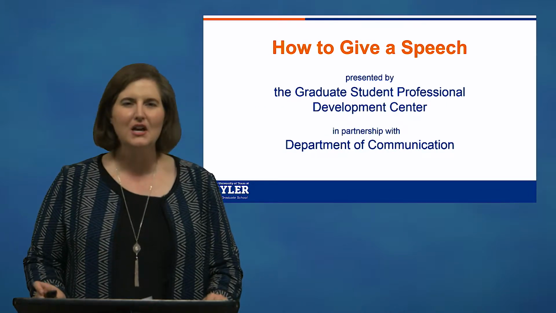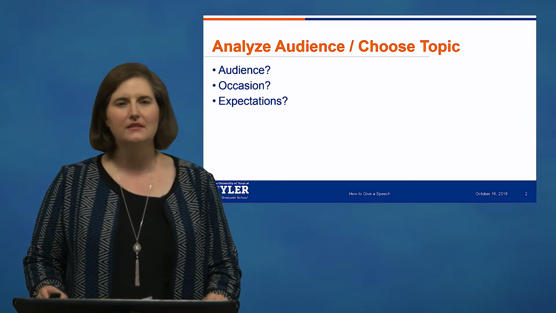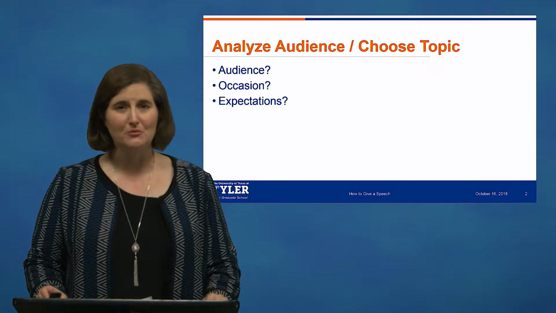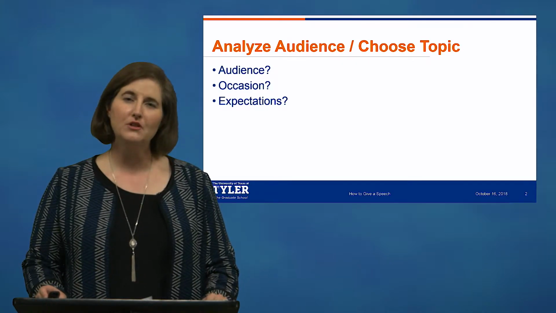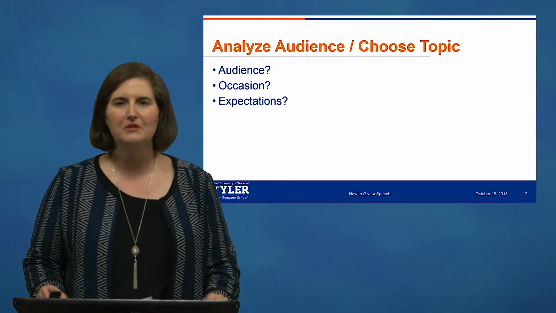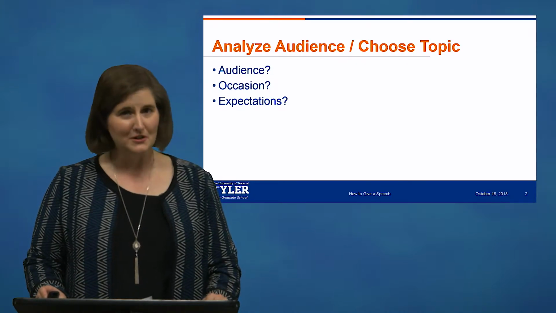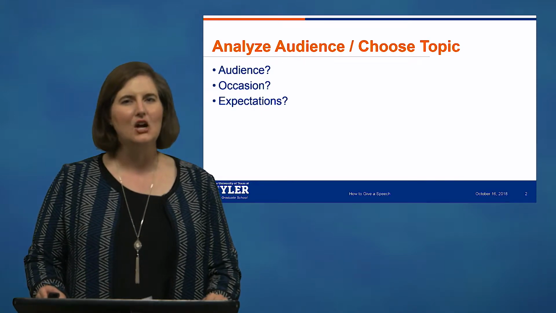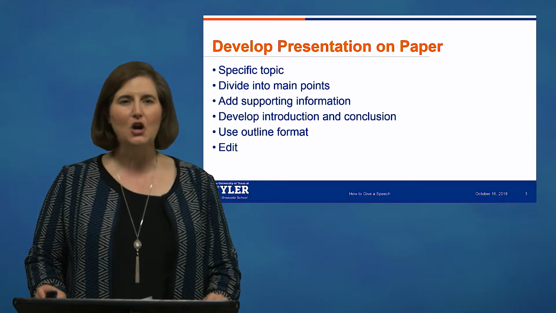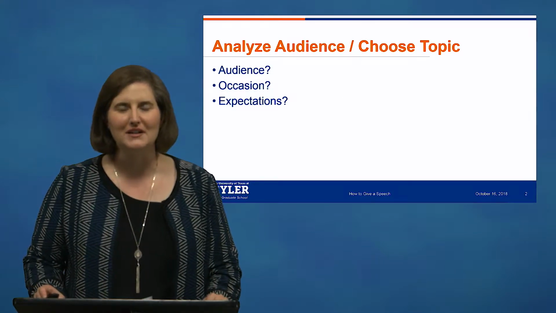So first, when you're tasked to give a speech, you want to look at your audience, the occasion, and the expectations of your presentation. All three of these factors will go into determining what your topic is and how you'll be presenting. If you already have a topic chosen, for instance, if you have a research paper that you're tasked with presenting to an audience of faculty members, then obviously this particular presentation will be your topic.